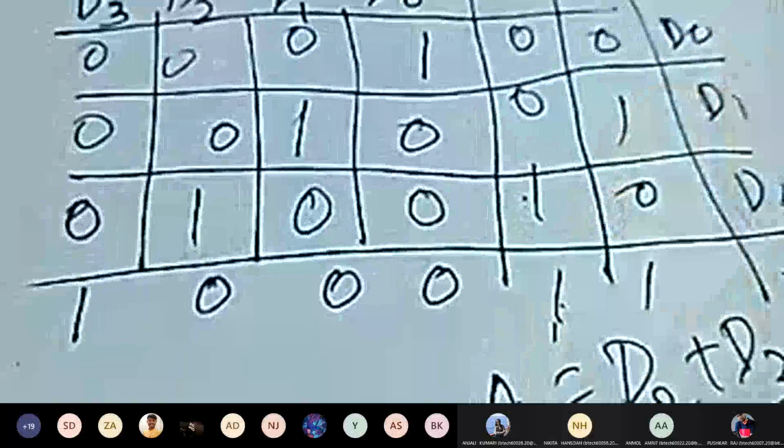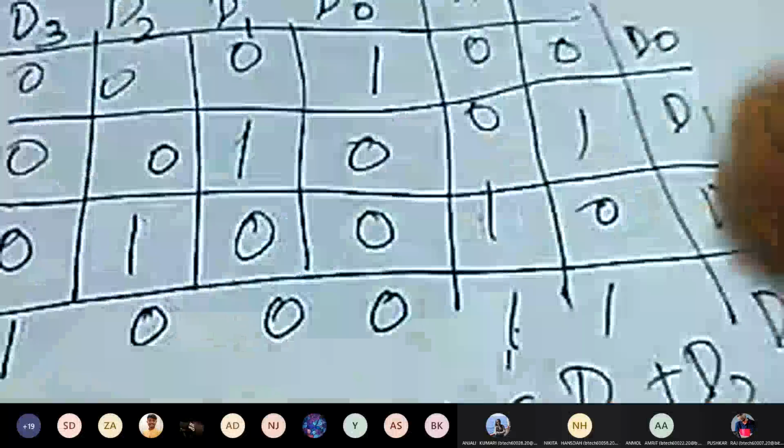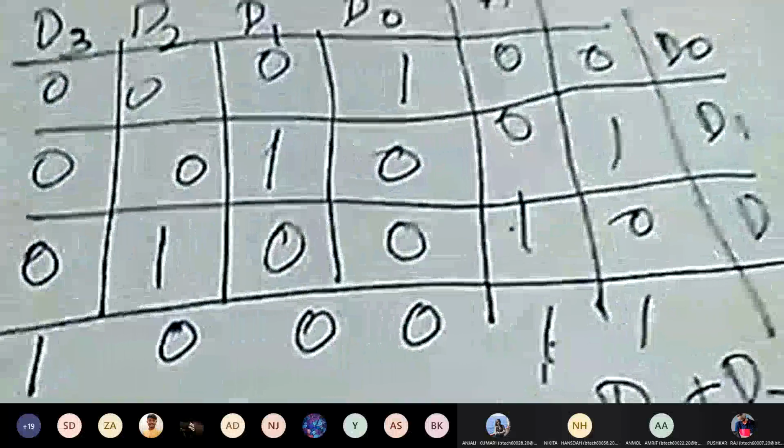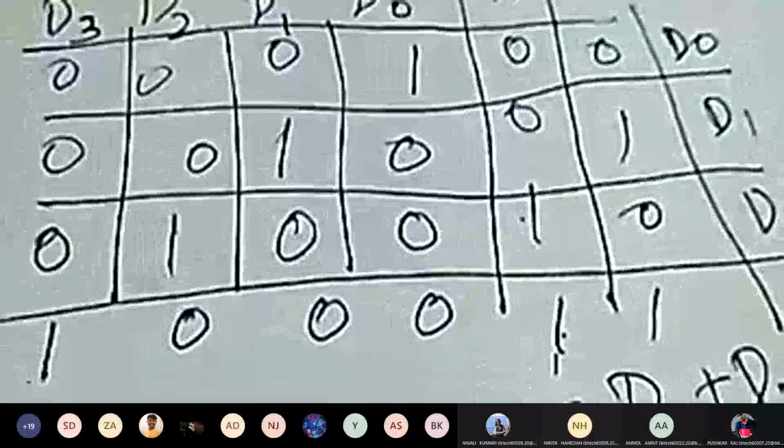So here in the encoder, when this type of thing happens, when two or more than two inputs become high, you will give the priority.